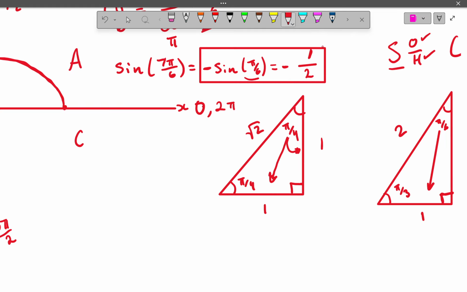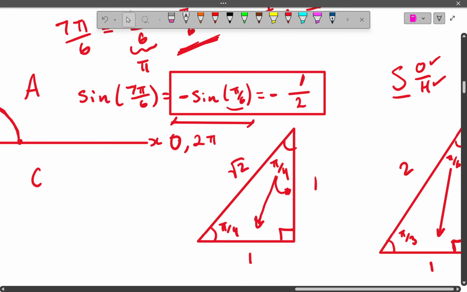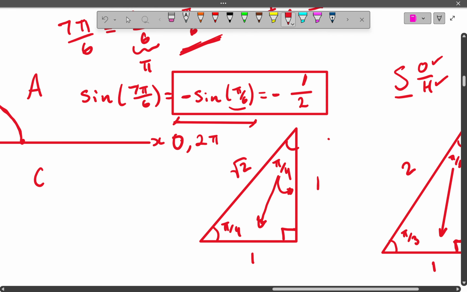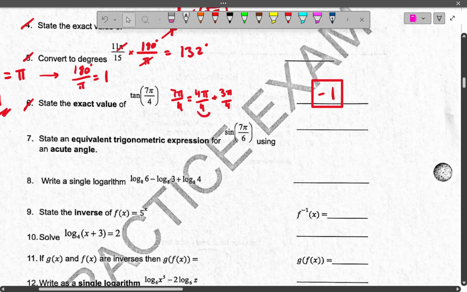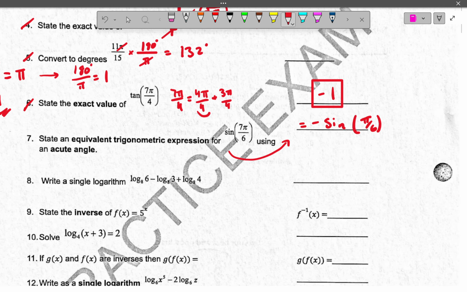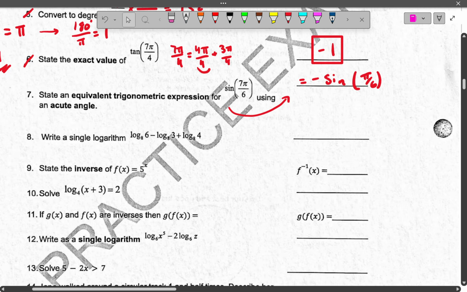And I believe the question only asked for this part. It just asks for what's the equivalent expression using the acute angle. So this is what we would have as our answer: negative sine of pi over 6. So I'm going to write that as the final answer. So the equivalent expression, you could say that's equal to negative sine of pi over 6. And that's done.